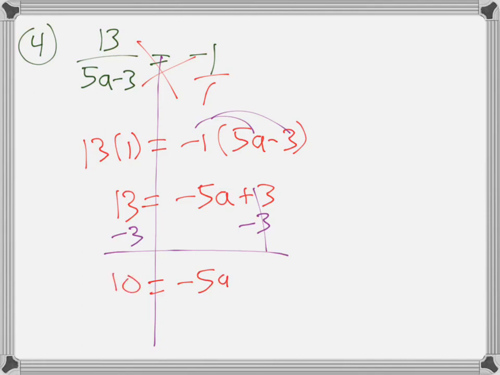What is that, 10? And then last step, divide by minus 5. Boom. A is negative 2, right? We good there? Questions on that one?